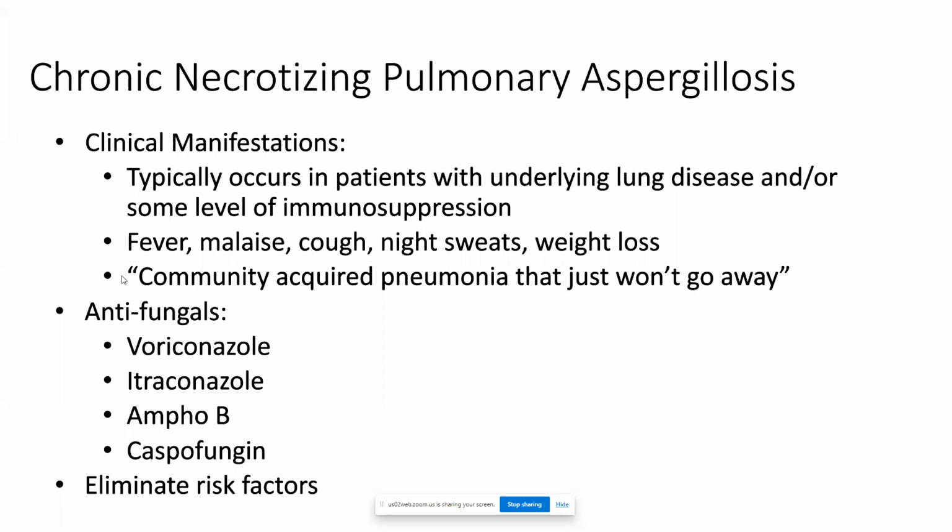All right, less acute than IPA is the more chronic necrotizing form. I mentioned this is the pneumonia that just won't go away. The treatment is very similar. The key thing here is eliminating the risk factors if you can. Same diagnostic approach. You just have to think that this could be a chronic necrotizing form.